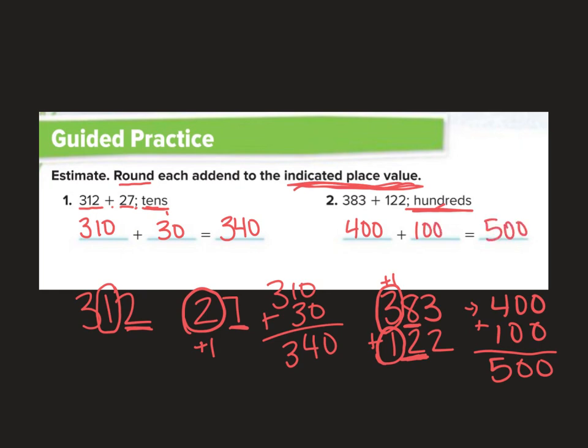So which one was easier, you guys? Rounding to the hundreds or rounding to the tens? I would 100% say rounding to the hundreds. I didn't really have to think so much. 400s plus 100s, 500s. Whereas when I was adding the tens together, I had to think a little bit more.